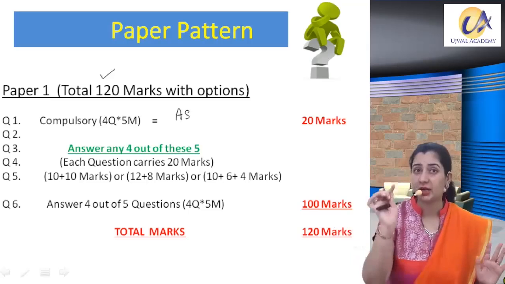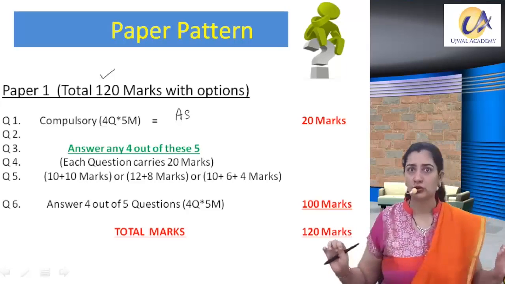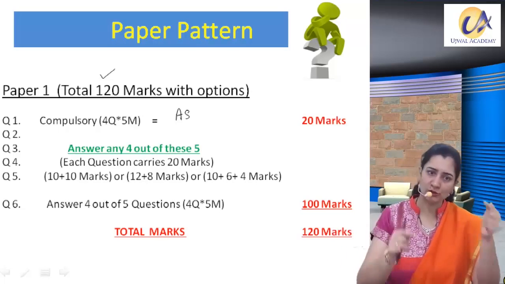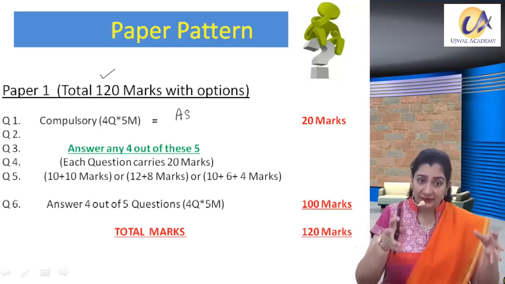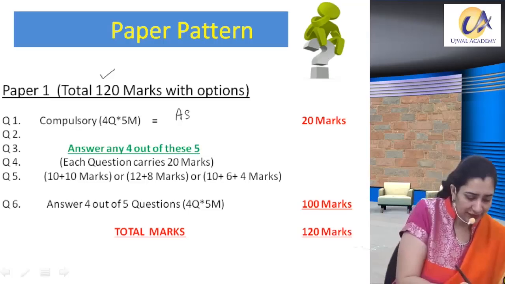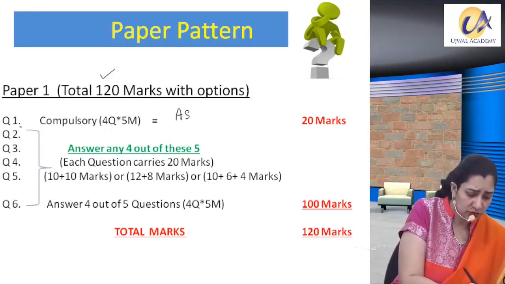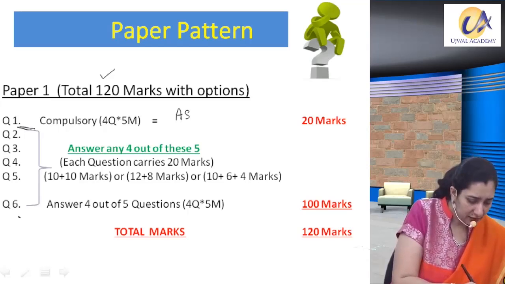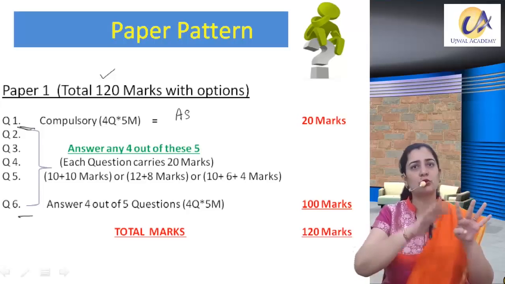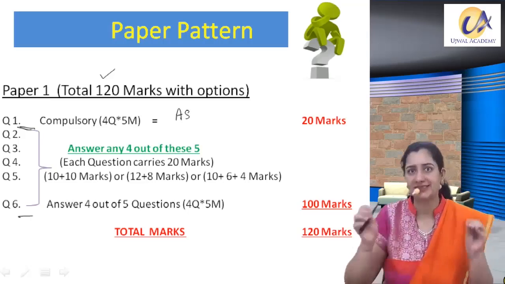Don't even think about it, okay, because it's compulsory. You have no choice whatsoever here. In fact, question 1 has got accounting standards, and even question number 6, which is optional actually. Between 2, 3, 4, 5, 6, you have to answer any 4 questions out of 5.